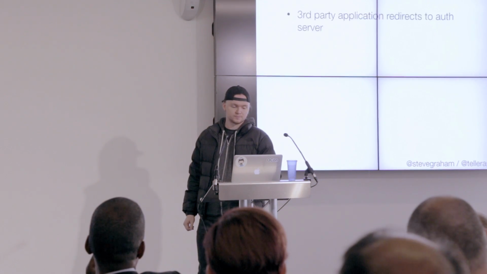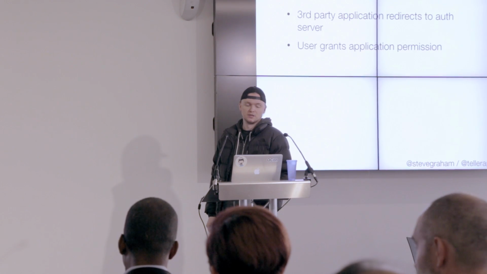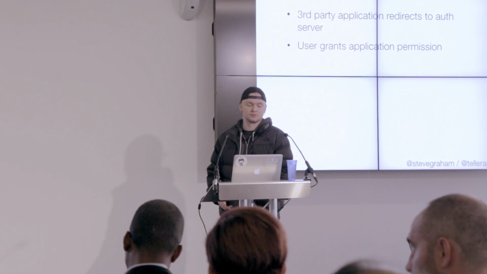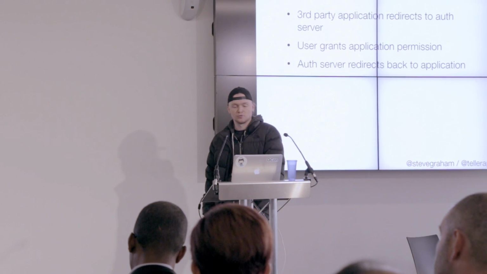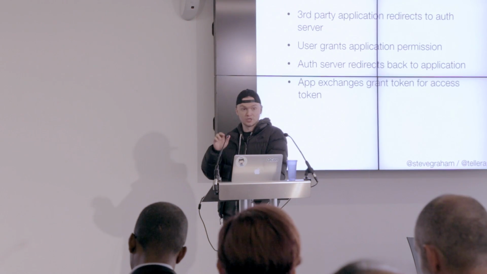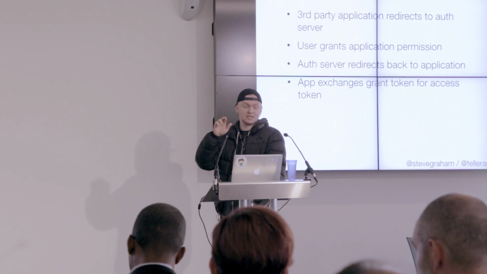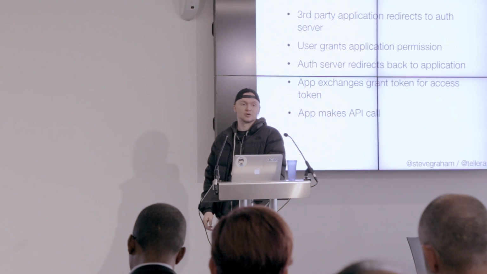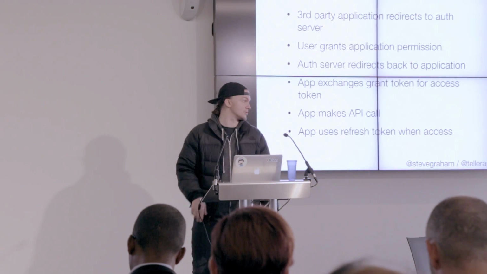So the flow for OAuth, it's also a much more streamlined flow as well. The flow for OAuth is the third-party application will redirect to the auth server. The user will grant application permission. This is like the happy path. The user's happy to authorize. The auth server redirects back to the application. The app exchanges what's called a grant token for an access token with its application secret, and then it gets a token back and makes an API call, and then it will refresh a token when the access token expires.